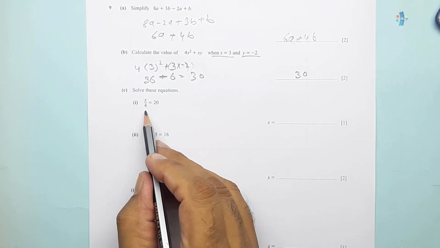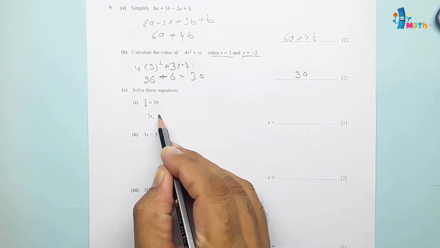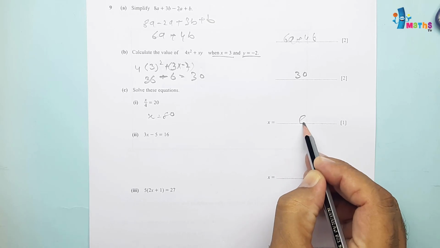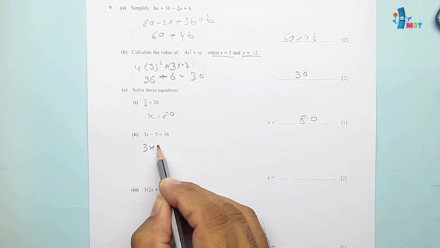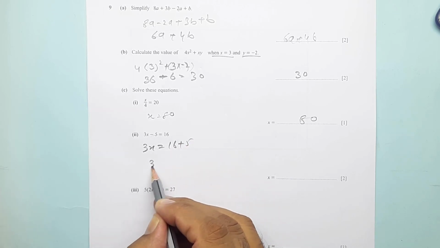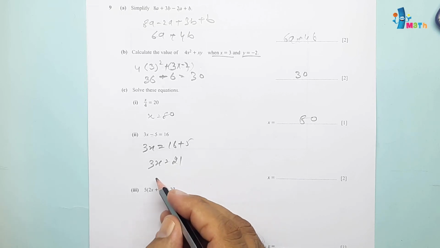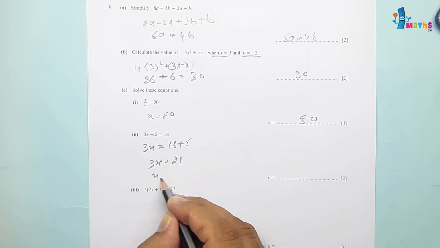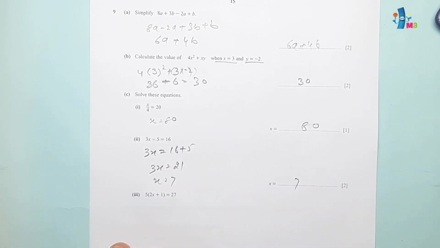Solve these equations. So x over this, we can cross multiply. x is equal to 80, so this will be 80, and this one is 3x. We can send minus 5 to the other side, 16 plus 5, so 3x is equal to 21, and this will be x will be equal to 7. 21 by 3, which is 7.